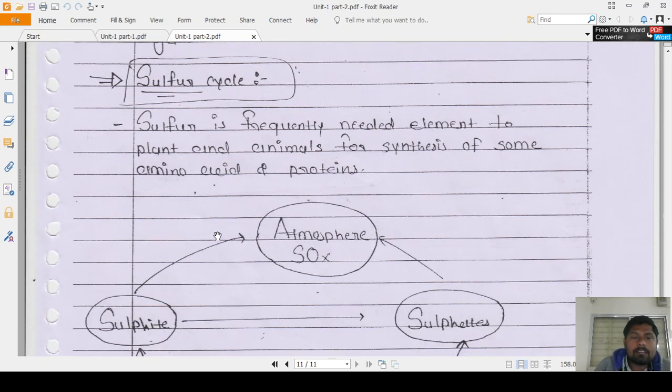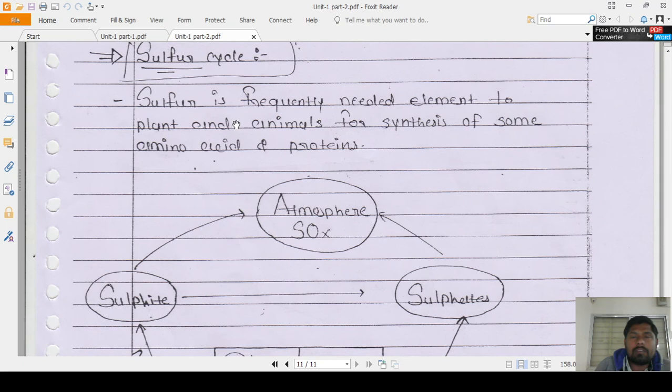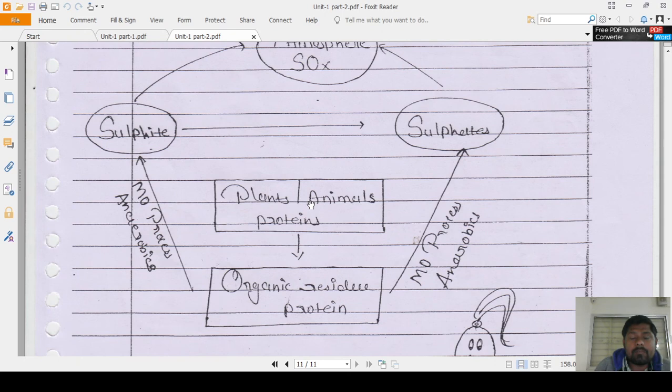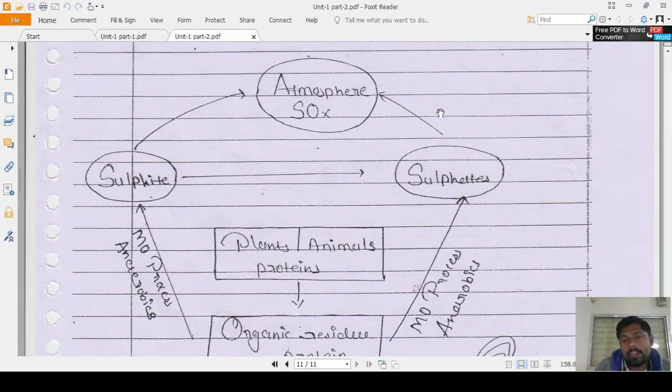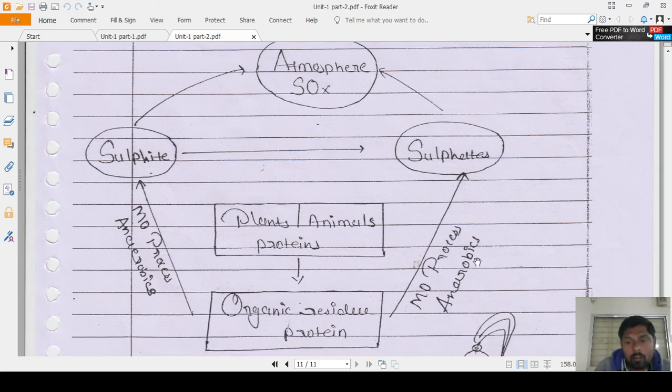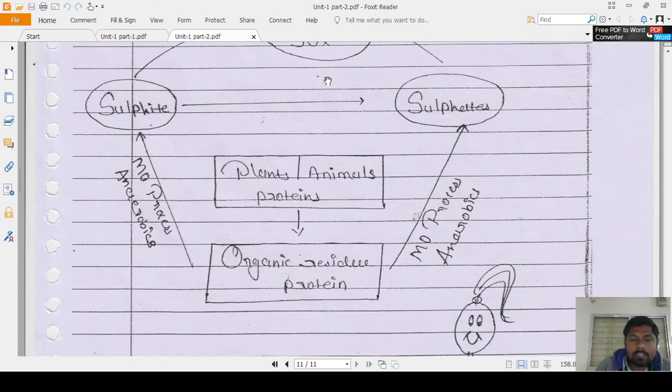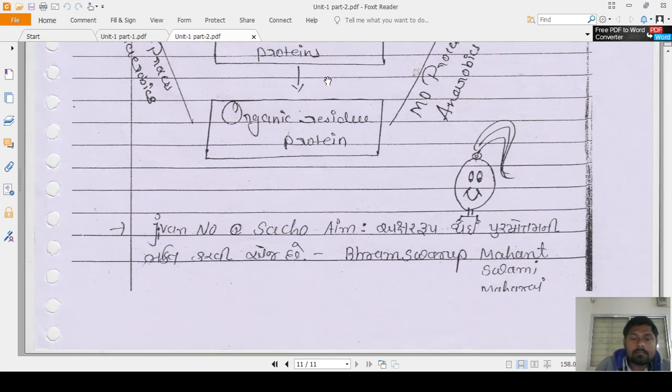Then the sulphur cycle. Sulphur is a frequently needed element for plants and animals for the synthesis of some amino acids and proteins. The plants and animals produce proteins in the organic residue, which through anaerobic metabolic processes convert into sulphide, and then the sulphide converts into atmospheric SOx. Similarly, in the metabolic processes, anaerobic ones, they convert into sulphate and sulphide, and both convert into atmospheric SOx. That is the sulphur cycle.